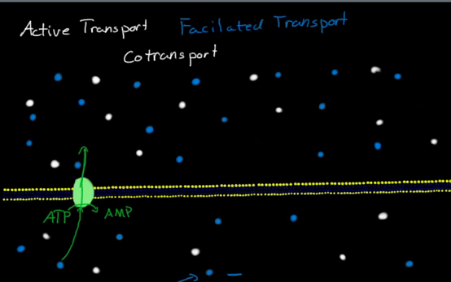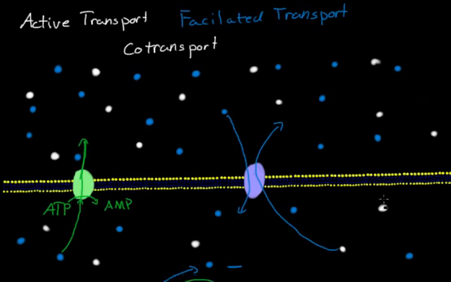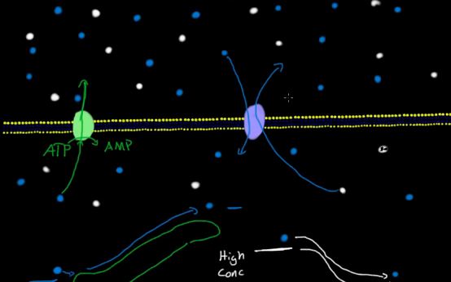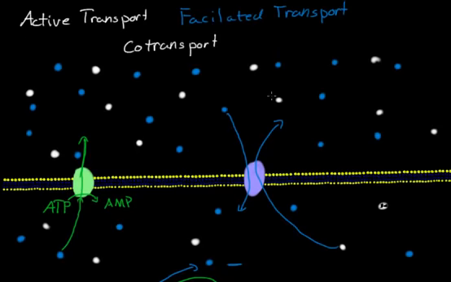Now with our antiporter, I guess I'll erase this and put back a new protein. So we have our new protein, and it's going to be a co-transporter. With this, you need one molecule going across the symport, while another one goes across as well. Now this is actually called secondary active transport.